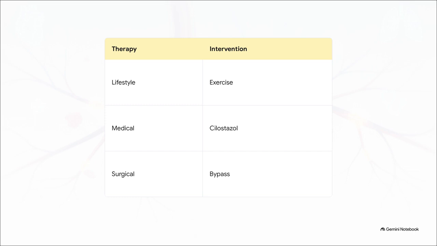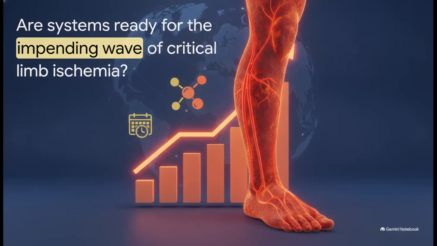Finally, if the claudication is completely disabling despite medical therapy, or if they've crossed that threshold into critical limb ischemia with rest pain or ulcers, we escalate to surgical revascularization. That means utilizing endovascular angioplasty or surgical bypass to physically restore the blood flow. We've covered the etiology, the classic presentations, the strict diagnostic criteria, and the complete medical and surgical management of PAD.